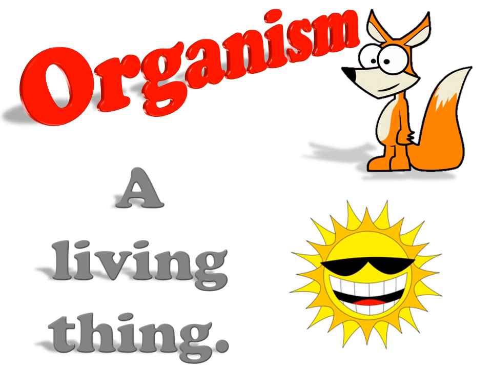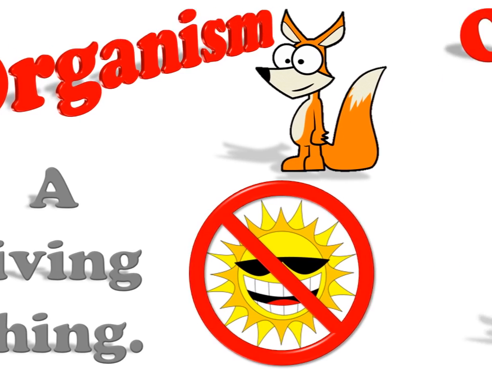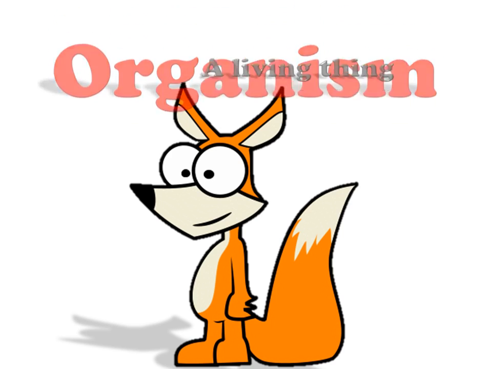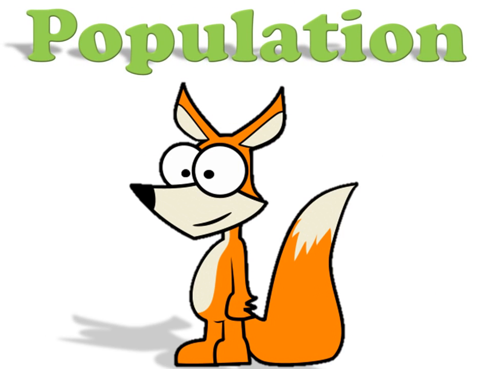A fox is a living thing. But is an organism the sun? No, the sun is non-living and is not an organism. So to recap, an organism is one living thing. But if I wanted to make an organism fit the definition of a population, I'd have to change a few things.